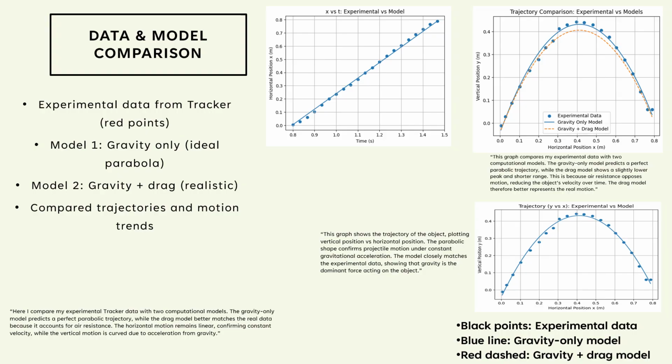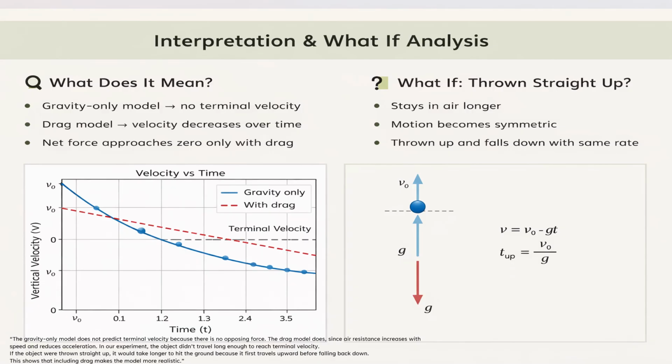And these other graphs are pretty helpful as well. The black points are experimental data, the blue line is the gravity-only model, and so on. Now, what does all of this mean exactly?